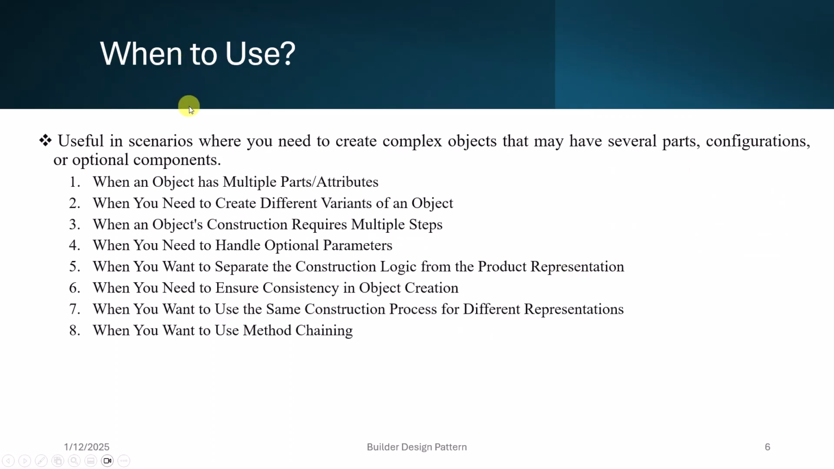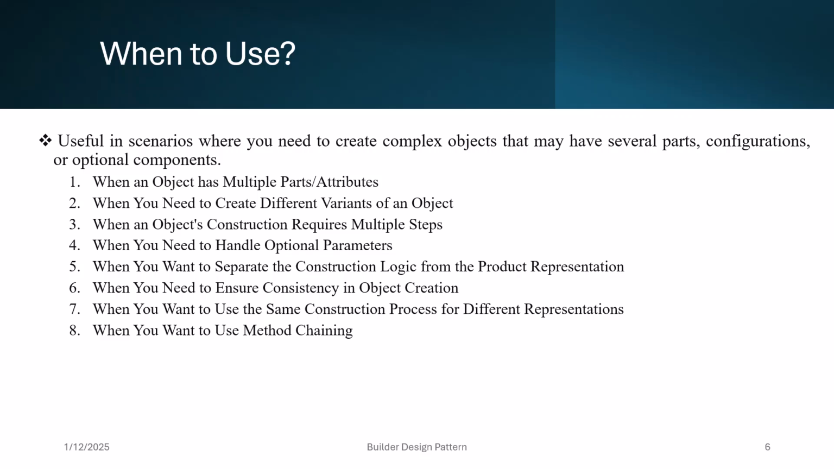So when to use the builder design pattern? There are many different scenarios where we can use this pattern. It is useful where we need to create complex objects that may have several parts, configurations, or optional components. For example, when an object has multiple parts or attributes. One example is building computer objects, right?